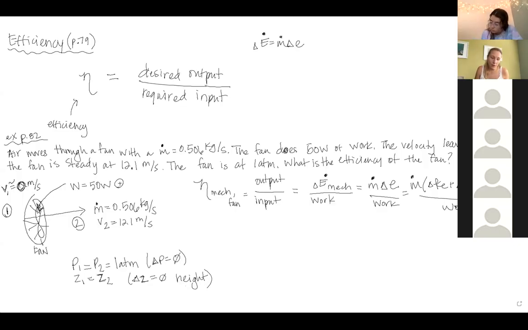So for this problem, what can we cancel? Kinetic, potential, or internal energy? Yeah, Noah's right. We can cancel potential energy because we have no height change. There's no delta Z. There's no gravity component. There's no height component. There's no change in height. Can we cancel anything else?